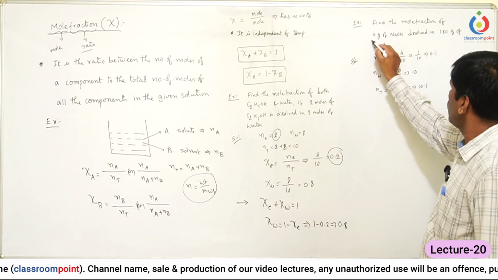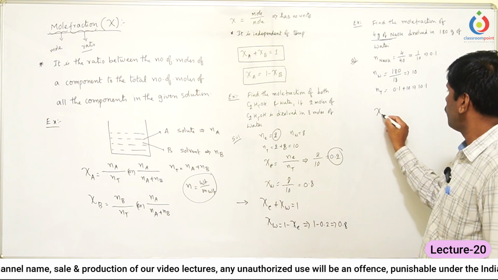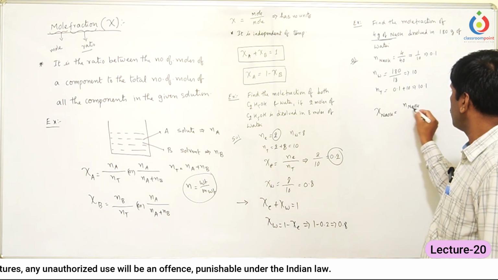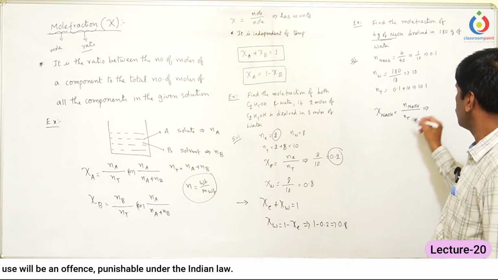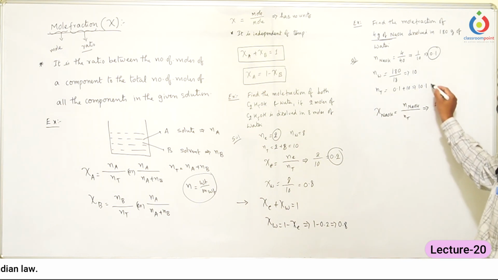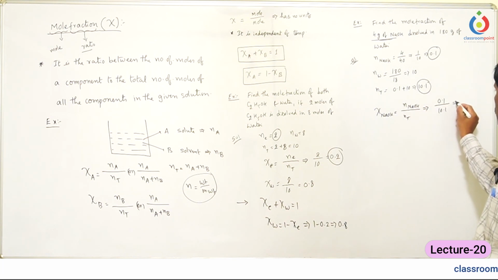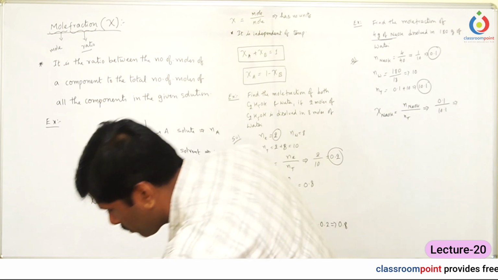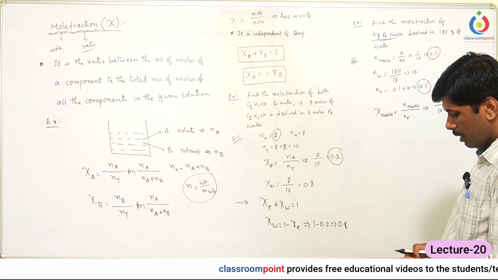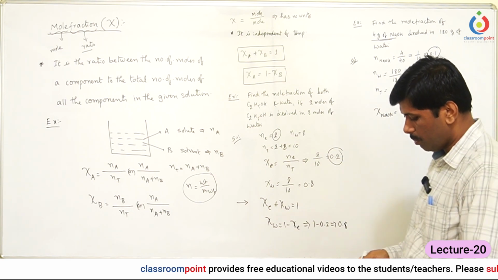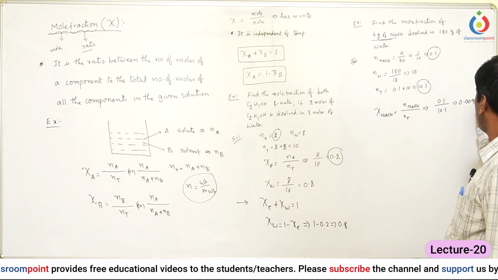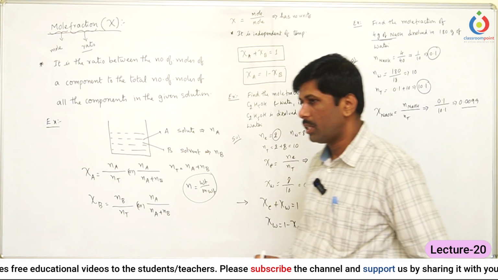Now they are asking us to calculate the mole fraction of NaOH. So mole fraction of NaOH is equal to number of moles of NaOH divided by total number of moles. Number of moles of NaOH given as 0.1 divided by total number of moles given as 10.1. So let us solve this. 0.1 divided by 10.1, the value equals 0.0099. So 0.0099 is the mole fraction of the NaOH.